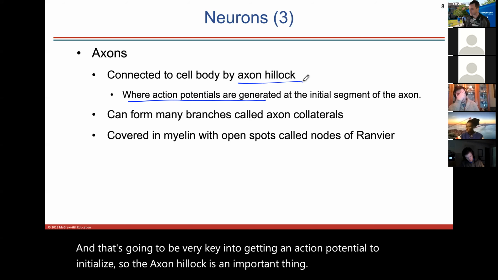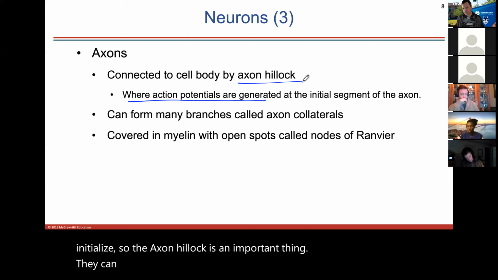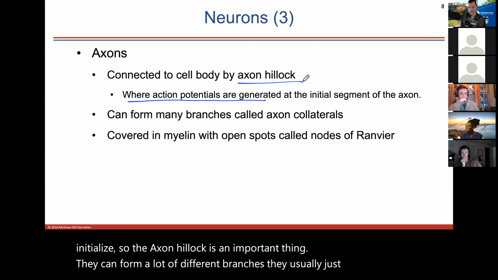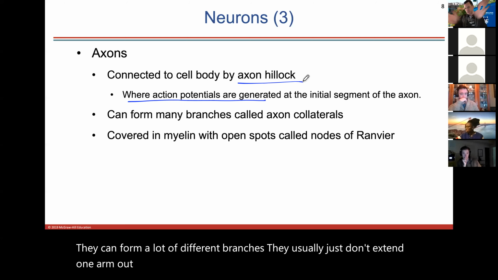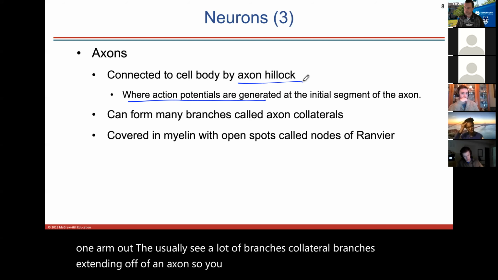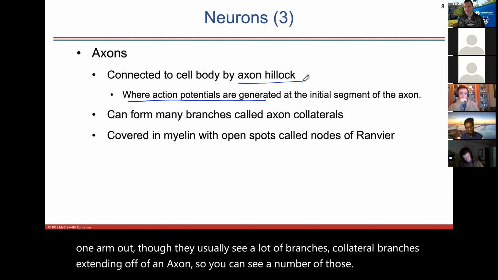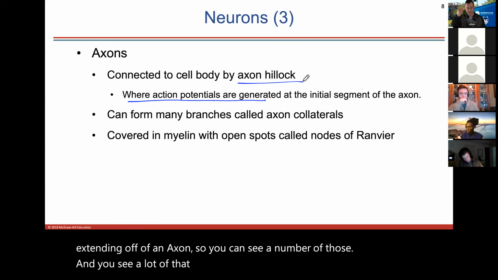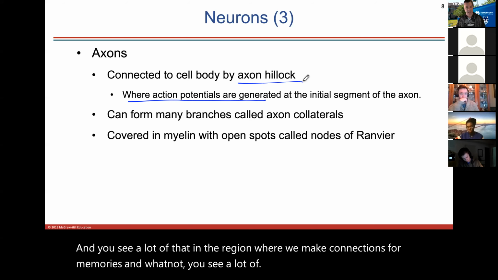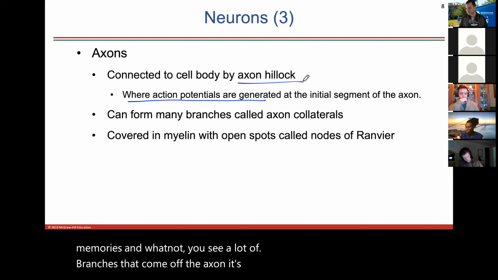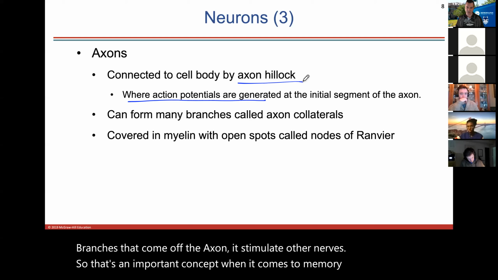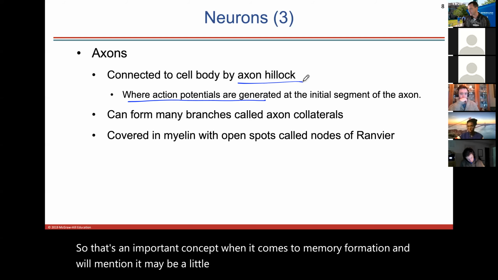They can form a lot of different branches. They usually don't just extend one arm out. You'll usually see a lot of collateral branches extending off of an axon. You see a lot of that in the region where we make connections for memories. Branches come off the axon and stimulate other nerves, so that's an important concept when it comes to memory formation. We'll mention it a little when we look at memory, but there's so much we're still just understanding.